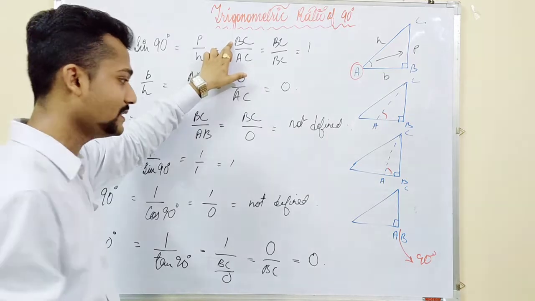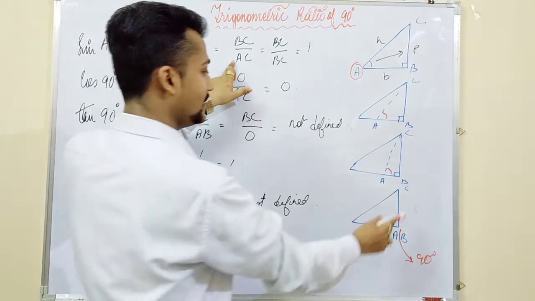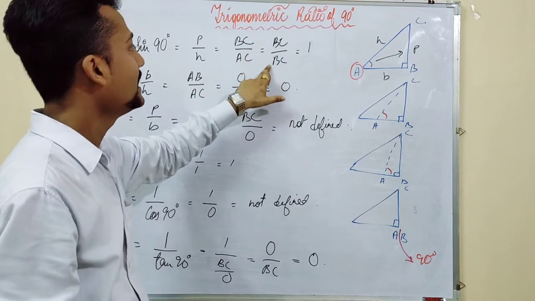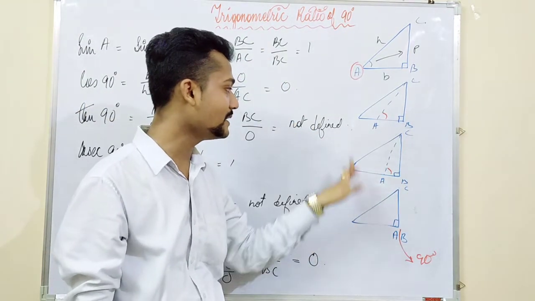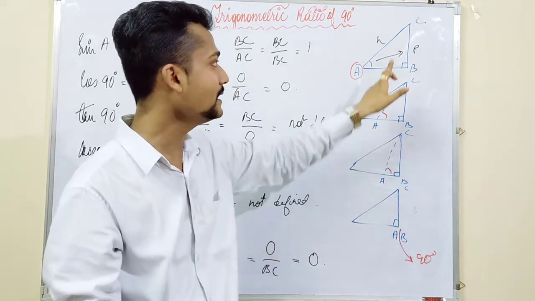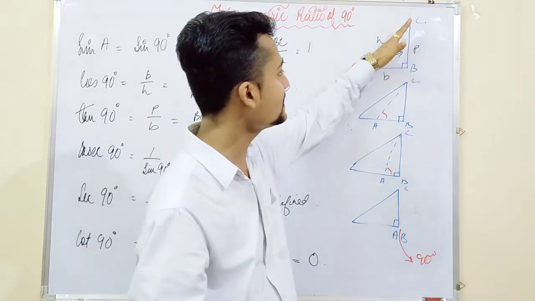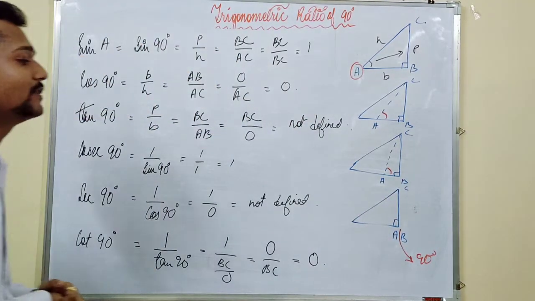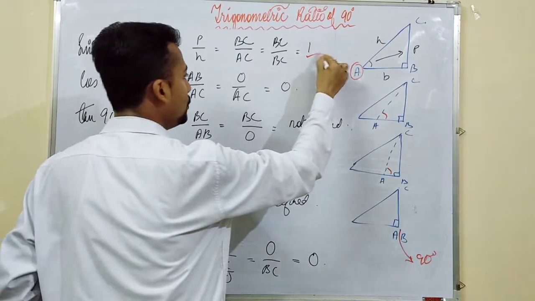Similarly, sine theta is equal to P by H. P is equal to BC. See here, BC, and H is equal to AC. AC is this one, isn't it? In place of AC, I can write BC. AC, when it comes closer and closer, what happens? It overlaps at BC, isn't it? This particular side, AC, is coming closer, and hence it overlaps BC. That means AC is equal to BC, that means BC by BC is equal to 1.